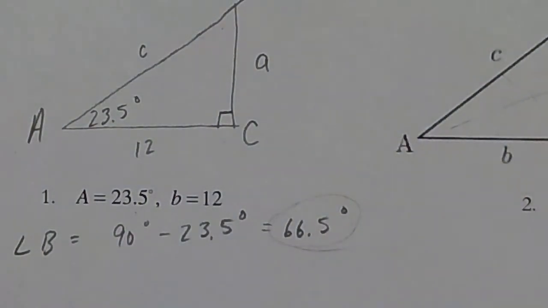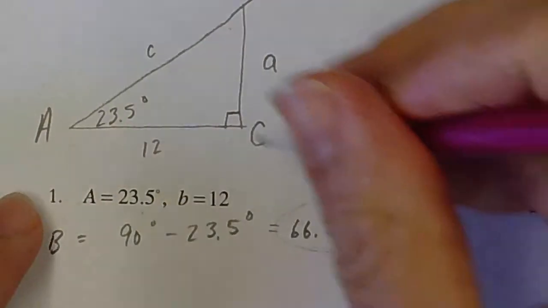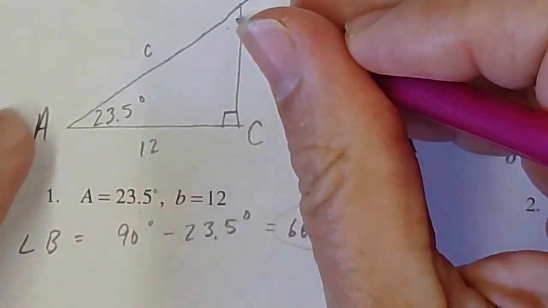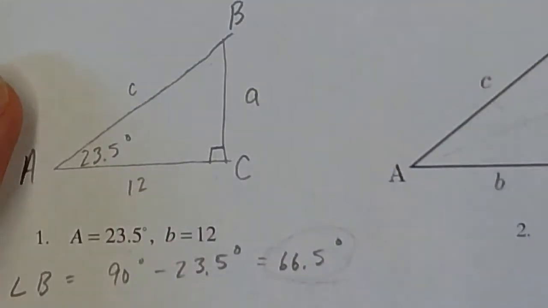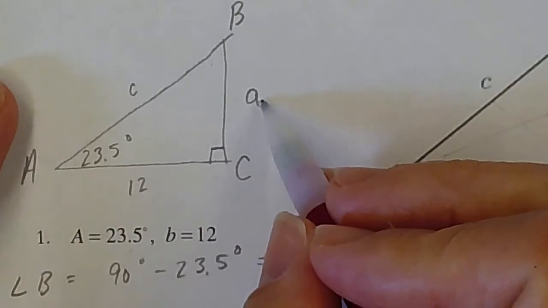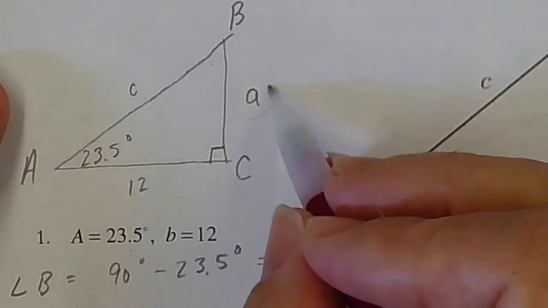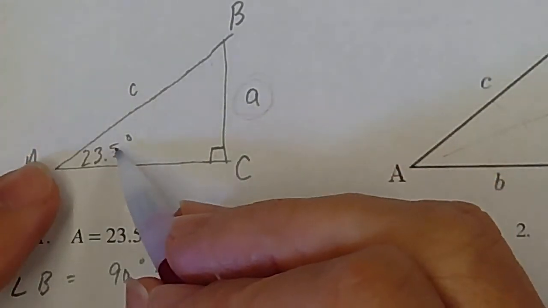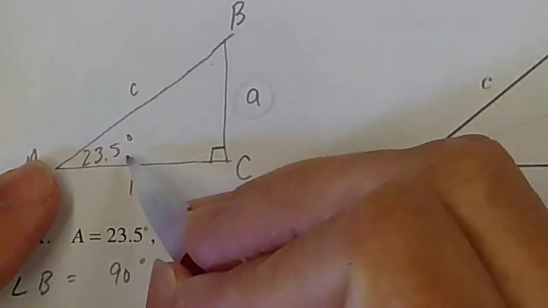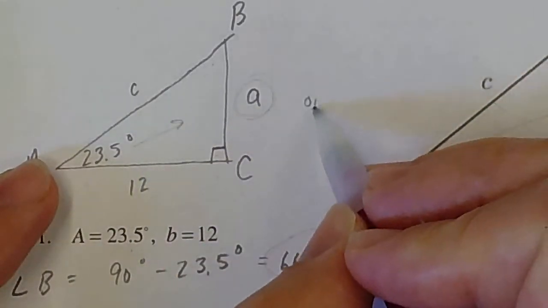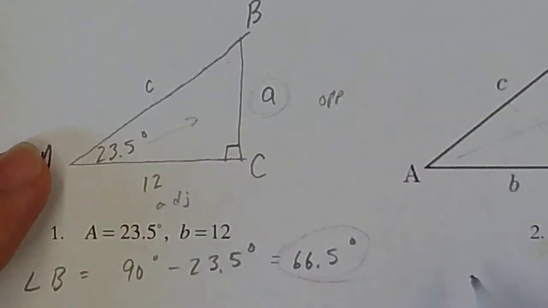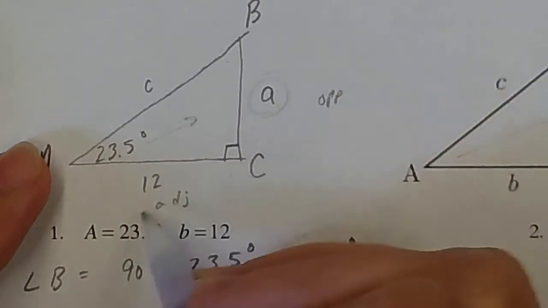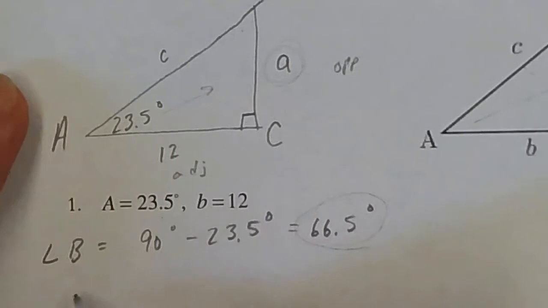Okay, now from here, I need to find side A and C. That's what I'm missing right now, right? All three angles are accounted for, and to solve the triangle, I need to find all the unknowns. So let's go with A. How can I find A using the skills we've been working on in chapter 4? Well, this is the opposite side of this angle, and we have the adjacent side. So I can use that to my advantage to set up a tangent relationship.